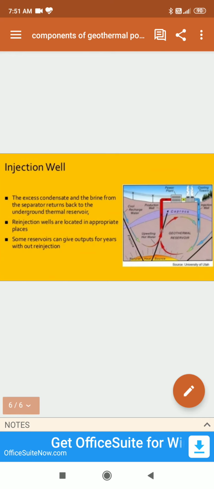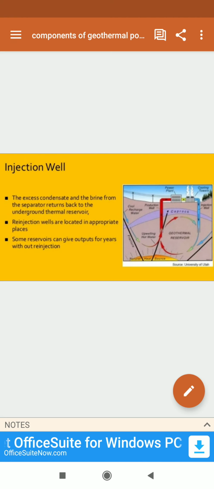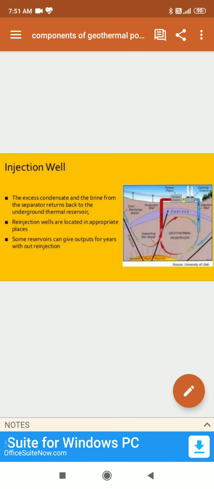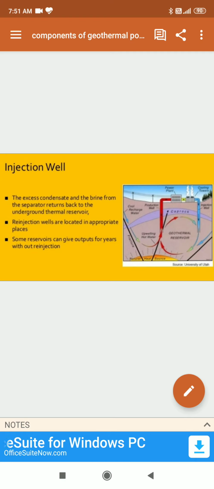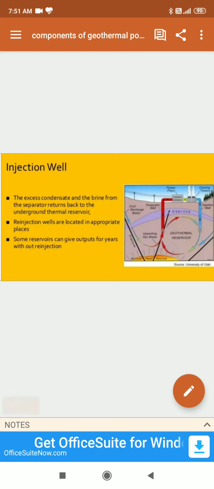Next, injection well. The starting point is extraction of steam from the reservoirs, which is the production well. So the inlet of the geothermal power plant is the production well, and the exit of the geothermal power plant is the injection well. The excess condensate and the brine from the separator return back to the underground thermal reservoir.